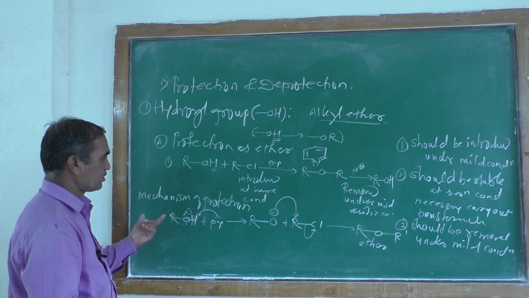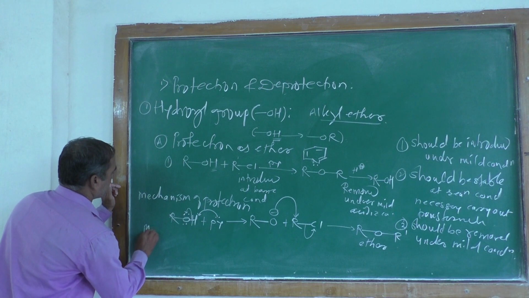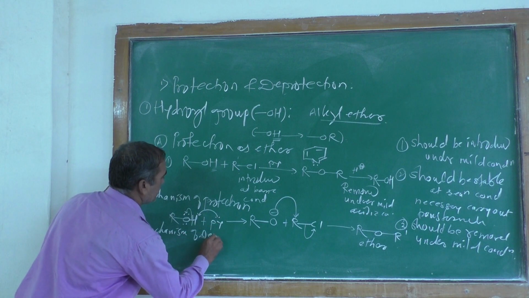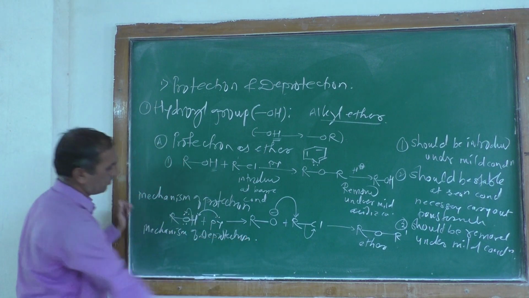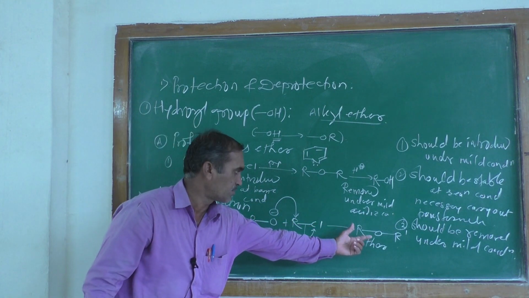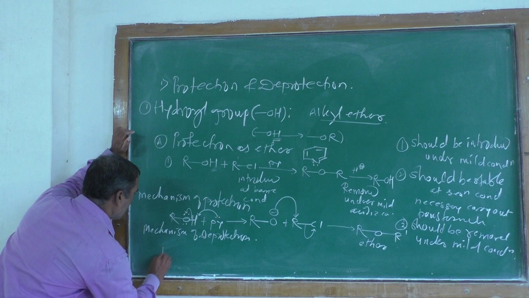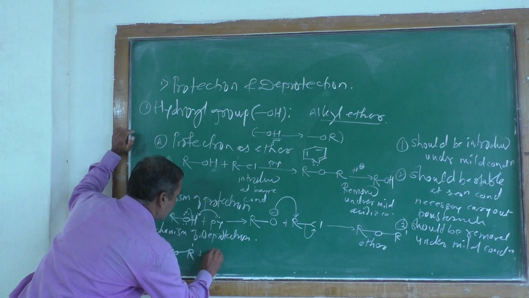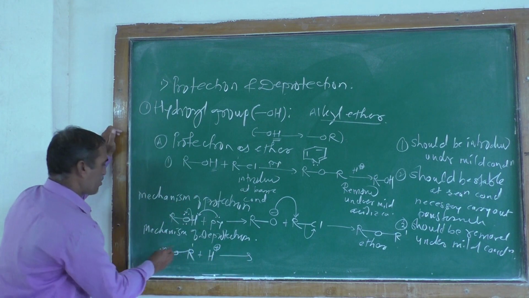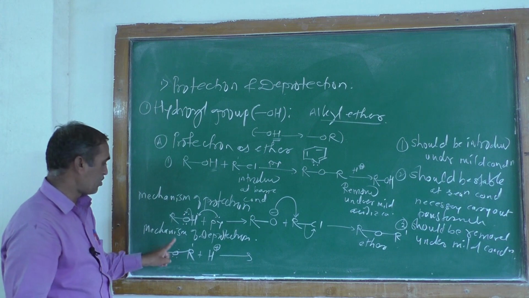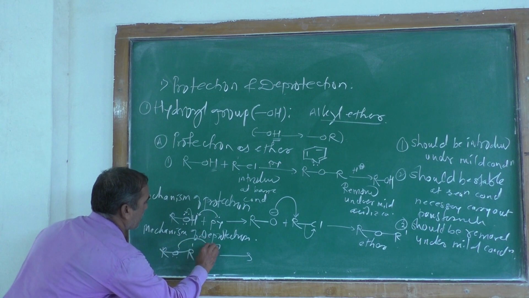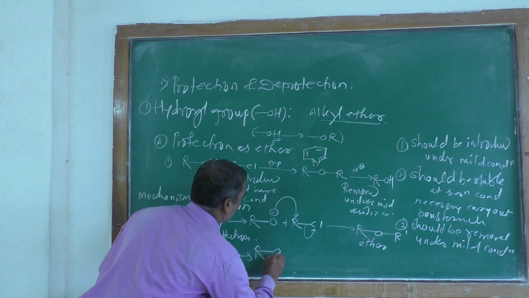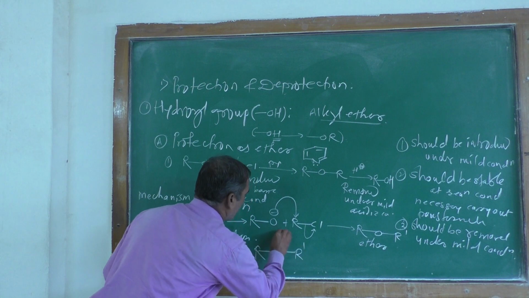Now let us look at the mechanism of deprotection. In this case, let us see the starting material. Here is an ether, ROR', and it is treated with an acid. What is going to happen? The lone pair present on the oxygen atom will attack that proton H plus, and you are going to get RO, then R', here H.